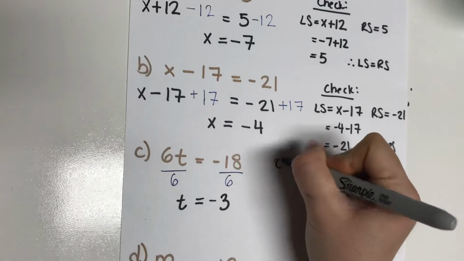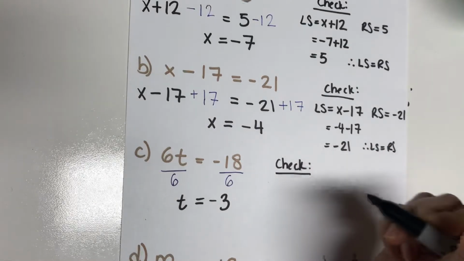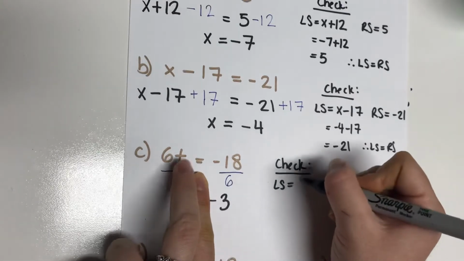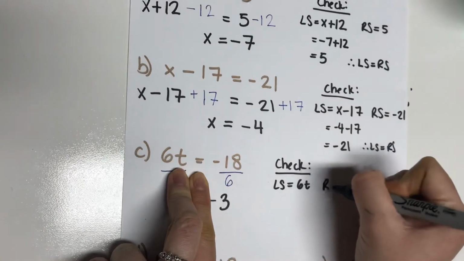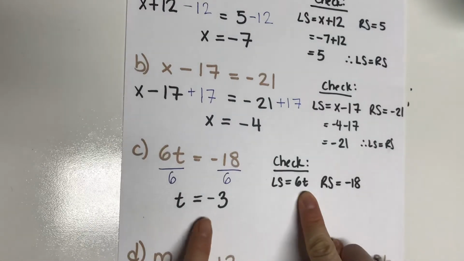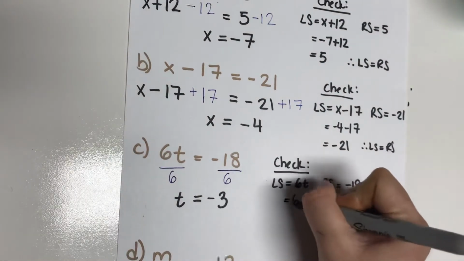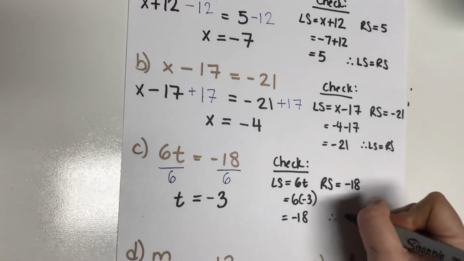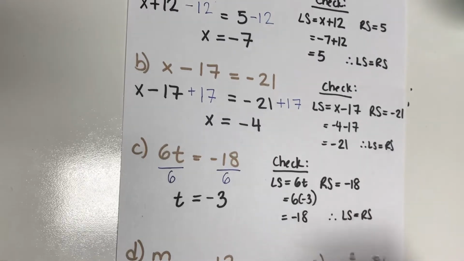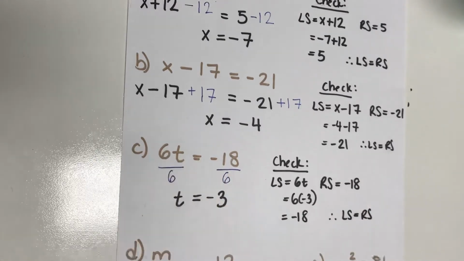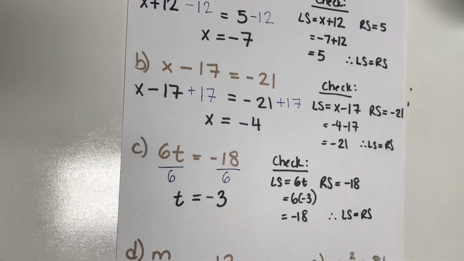I can check this one too. So on the left side of my original question, I had 6t. And on the right side of my original question, I had negative 18. So instead of t, I can substitute the negative 3 that I found. And I get negative 18, which is the same as here. That means I did it correctly. You must write it like this. Left side equals and then right side equals. You can't write it as a single equation and then substitute. It has to be done like this. So get into the habit of doing it like that from the start.